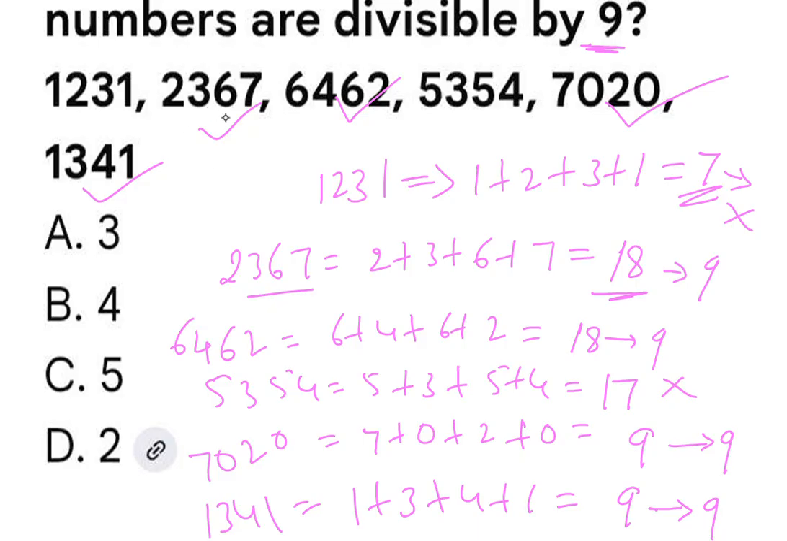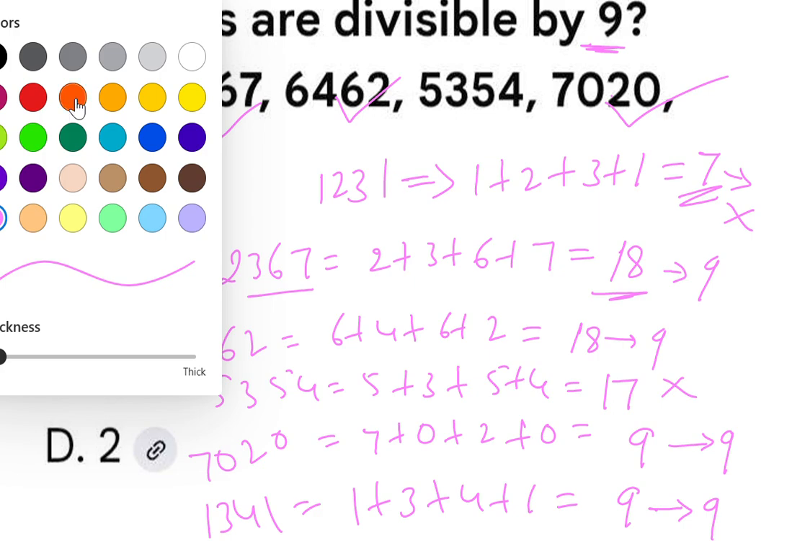So how many numbers are divisible by 9 among these? 1, 2, 3 and 4. Here what is the option? Option where is 4? 4 is in option B.